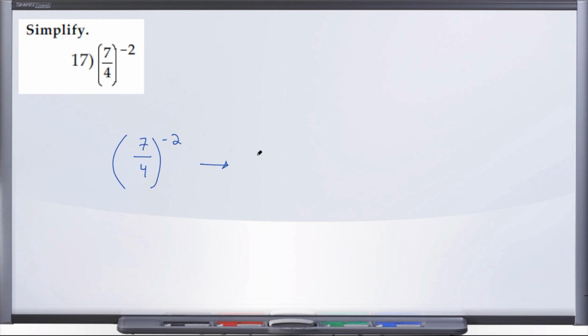So let's flip what's inside this set of parentheses. Don't change any of the signs. All we're doing is literally taking its reciprocal. So as soon as we flip what's inside the parentheses, by virtue of flipping what's in the parentheses, we can now write our exponent as a positive exponent.